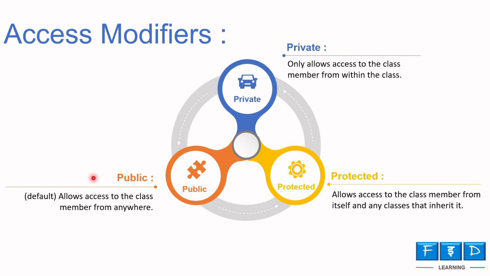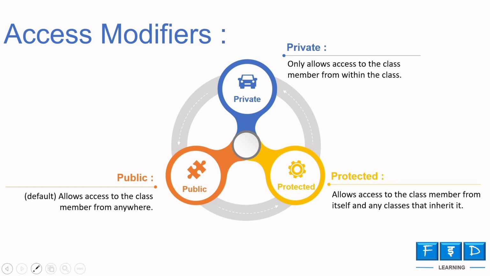Next is public. This is the default modifier, which allows access to the class member from everywhere, or we can say members declared as public are accessible from everywhere, both inside and outside the class. And the third modifier is protected, which allows access to the class member from itself and any classes that inherit it. Means members declared as protected are accessible from within the class and its subclasses.